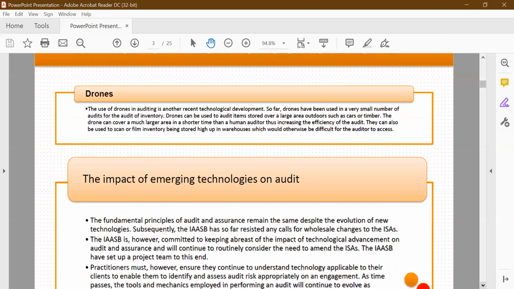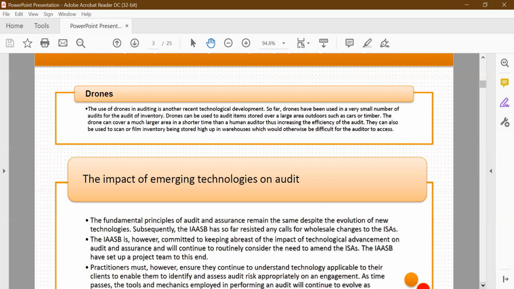Now let's talk about drones. So what would drones have to do with audit? Somebody might say that, but one of the key things that happens in audits, for people in audit will realize this, is what we call inventory counts or stock counts or stock taking, right? Currently, the process under inventory counts or stock taking is done by a human being who literally has to go do the counting, right? But the use of drones in auditing is another recent technological development.